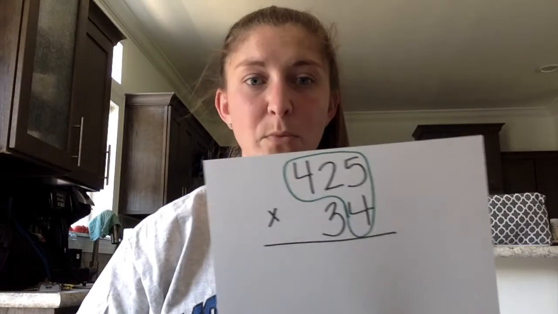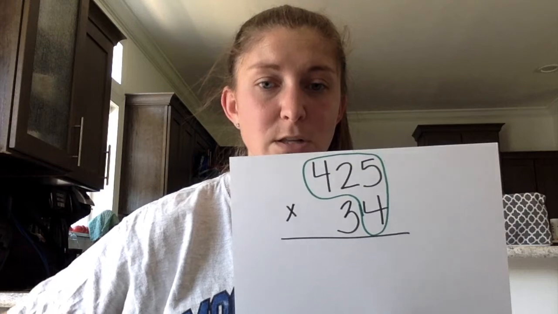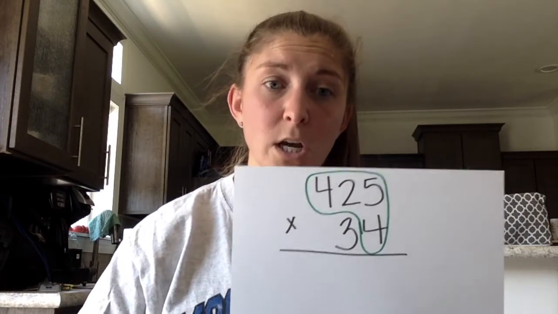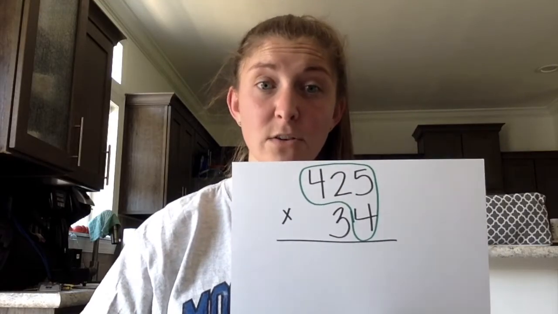The last strategy that we're going to talk about when it comes to multiplication is going to be our standard algorithm. And I have a problem here that we're going to go ahead and work through together with our standard algorithm. The problem is 425 times 34. This one is a 3-digit by 2-digit problem because in 5th grade, by the end of the school year, you have to be able to multiply a 3-digit by 2-digit number using standard algorithm.